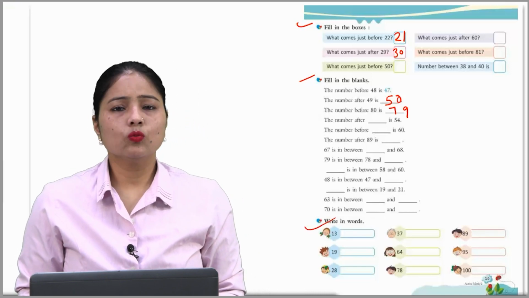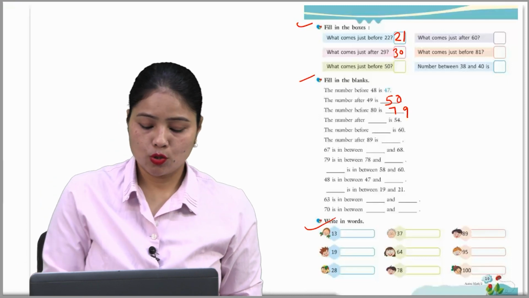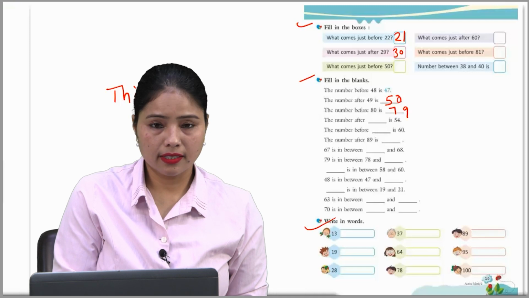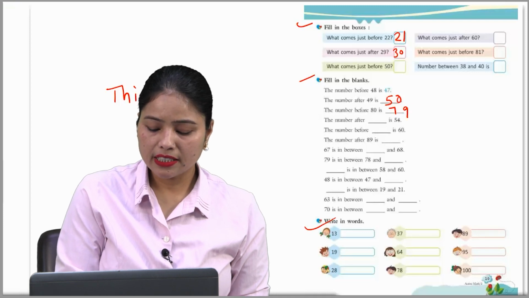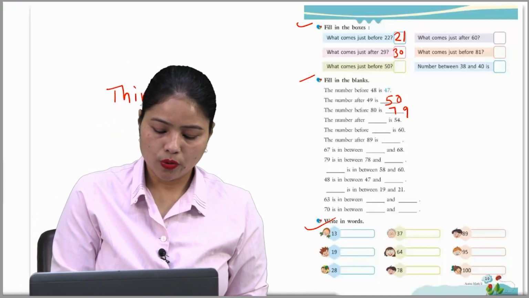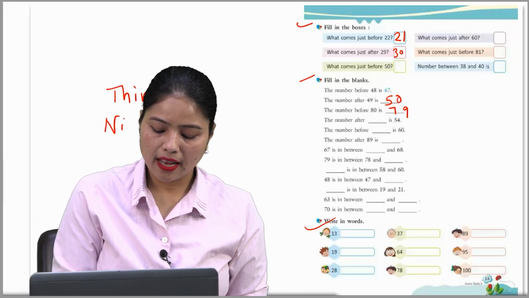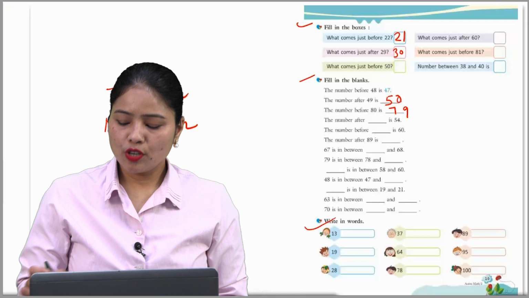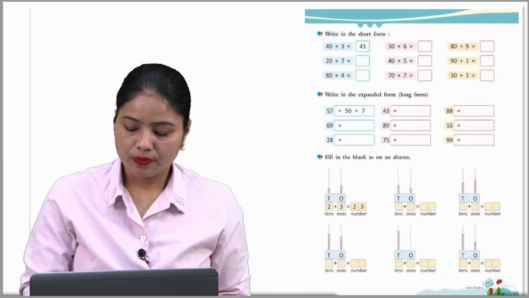Now next, write in words. 13. So beta spelling of 13 is T-H-I-R, 13, T-E-E-N, teen, 13. And उसके बाद 19. So write it 19 like this, N-I-N-E, 9. Then teen, 19. Okay, so this is how you have to fill the next one.